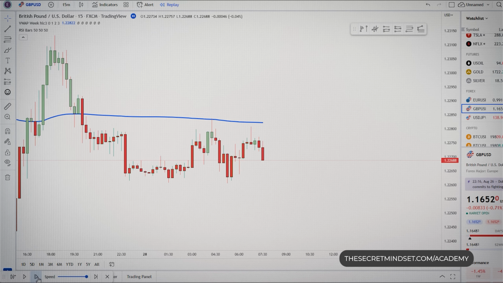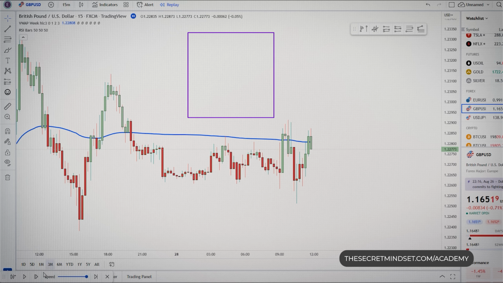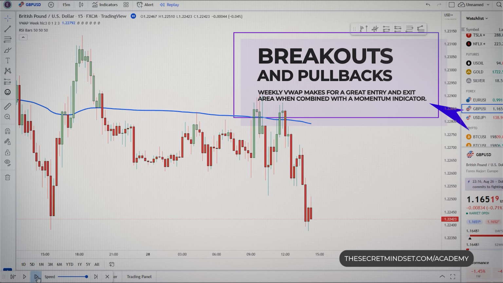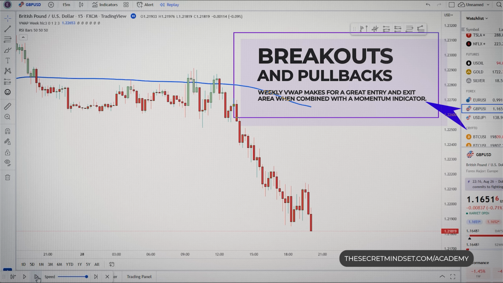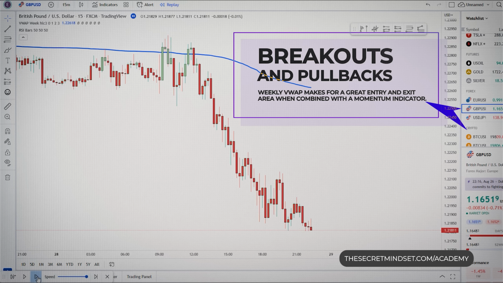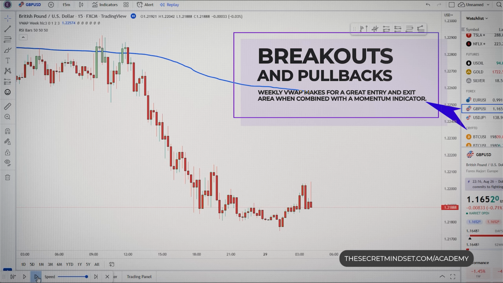You can see why the weekly VWAP makes for a great entry and exit area. There are two main types of trades, breakouts and pullbacks. Now, from my backtest, I found that the weekly VWAP works better when combined with a momentum indicator like the RSI.